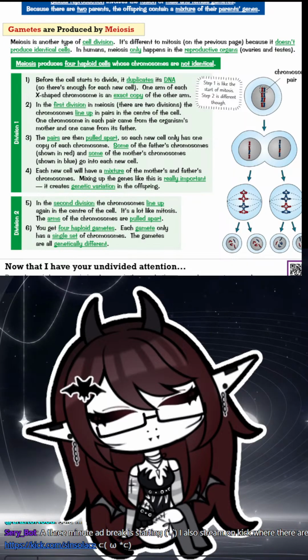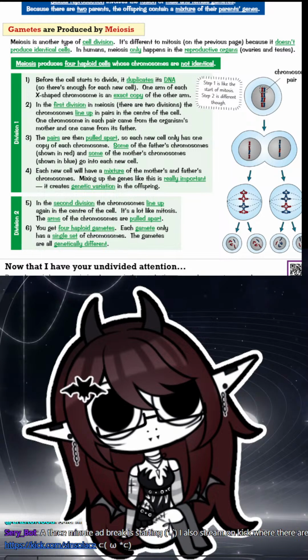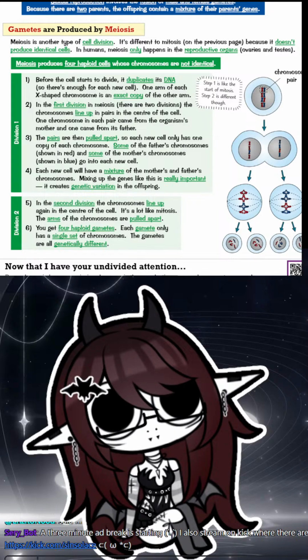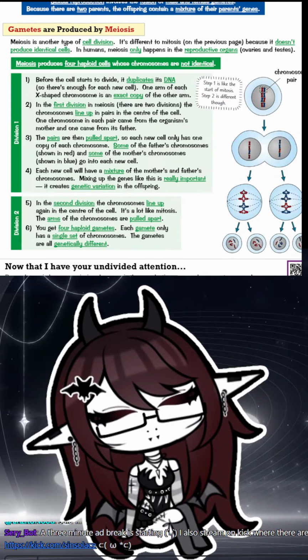It's a lot like mitosis. The arms of the chromosomes are pulled apart. You get four haploid gametes. Each gamete only has a single set of chromosomes. The gametes are all genetically different.